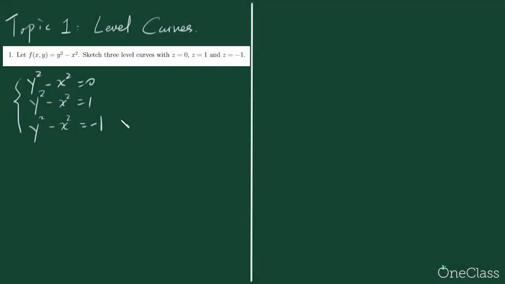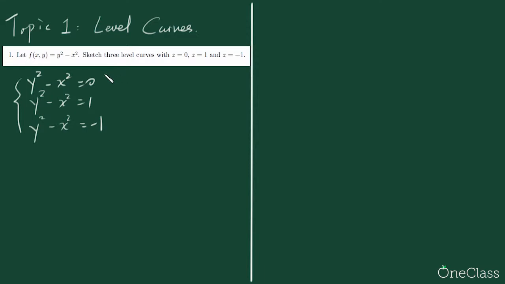So the first topic is level curves. The first question is from 2012 term test 1. And the question is that f(x, y) is equal to y squared minus x squared, and sketch 3 level curves with z equal to 0, equal to 1, and equal to -1.